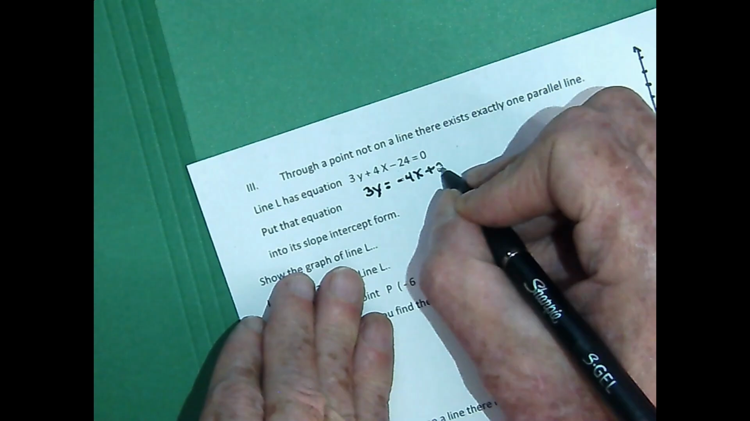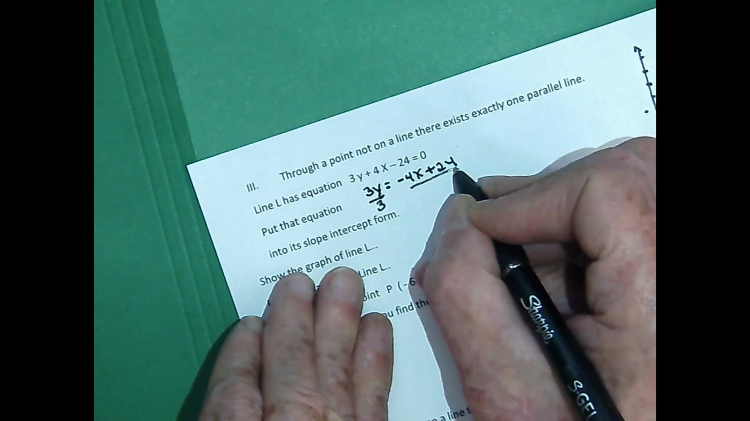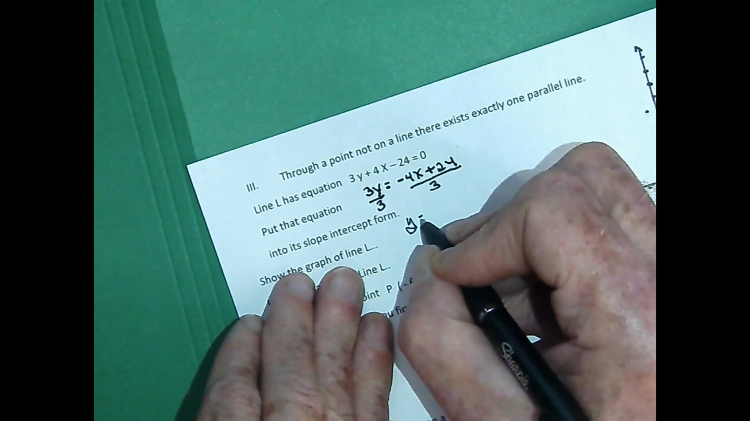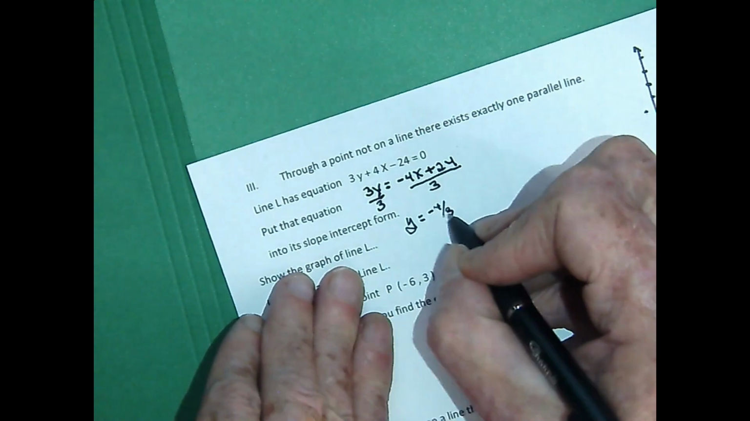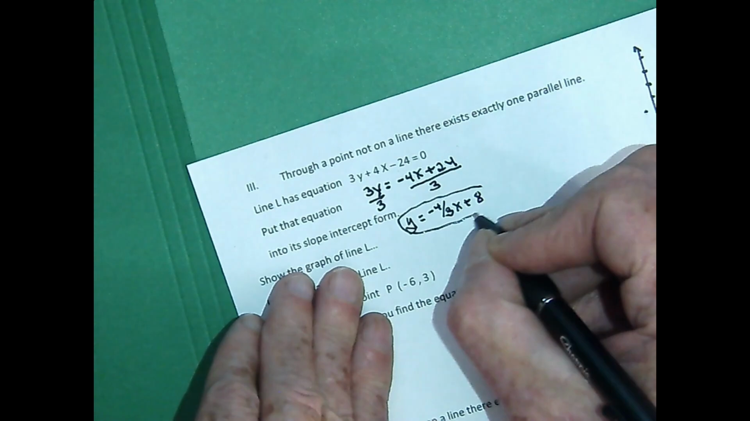And then I've got to divide through by 3 on both sides. So that's what I'll do. Just divide this other side by 3 also. And I'll get the equation y equals negative 4/3 x plus 24 divided by 3, plus 8. And there's the equation I care about. That's the one that I can graph it from.